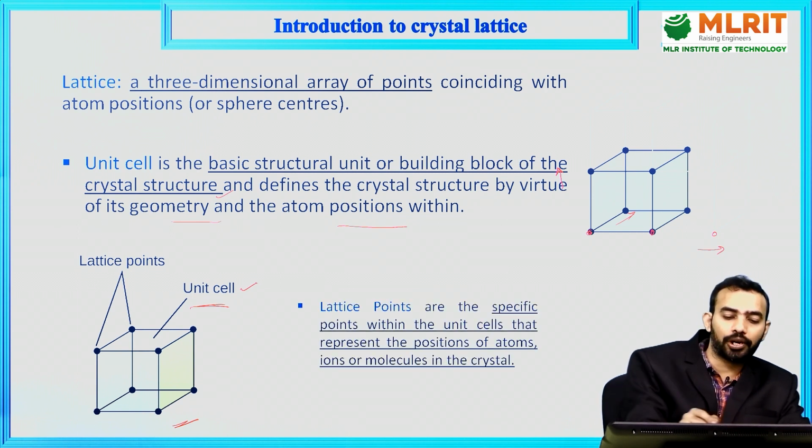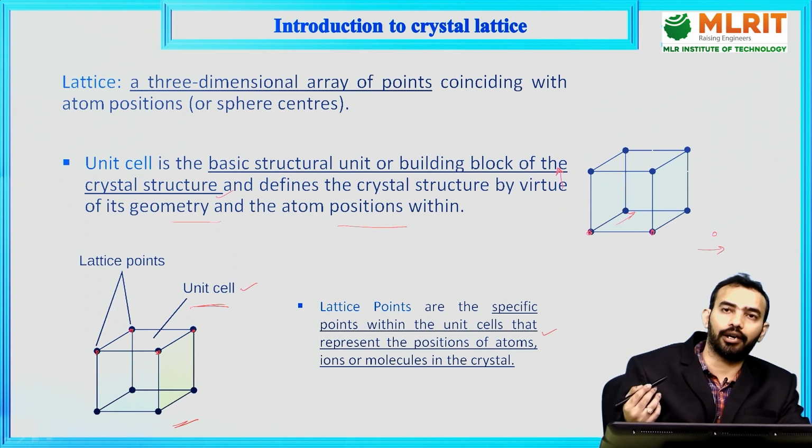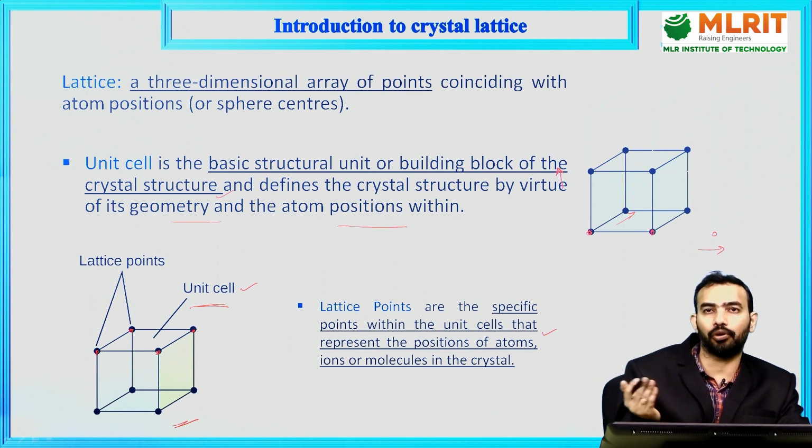So lattice points are the specific points within the unit cell that represent the positions of the atoms. These are the lattice points, which represent the positions of atoms or ions or molecules within the crystal. So these are the basic terminology that we come across as we keep on discussing the crystallographic information of any material.